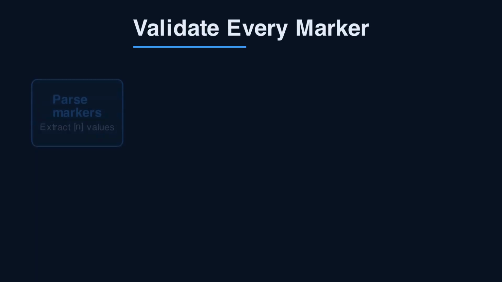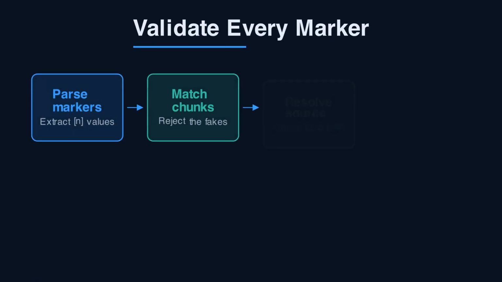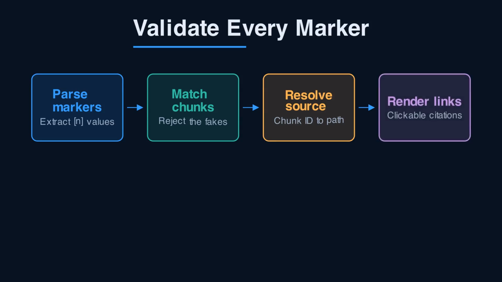Here's the gotcha I promised earlier. Never trust the citation markers blindly. Parse every bracket number out of the answer. Drop or flag any marker without a matching chunk. Models invent reference 4 when you only send 3. Map each valid marker back to its source path. Render those as inline links in your interface. Log rejected markers to catch prompt regressions early.